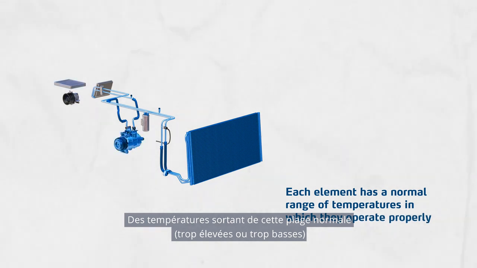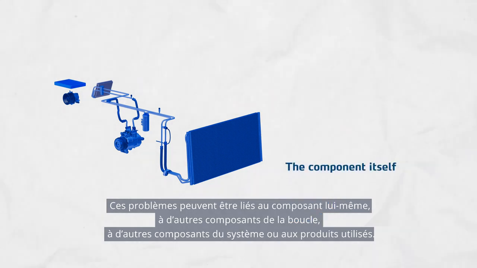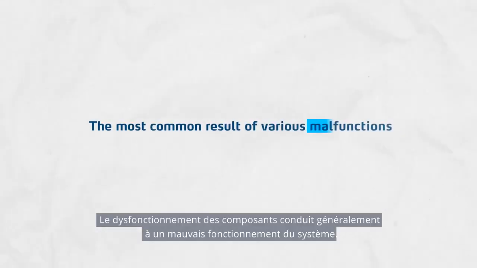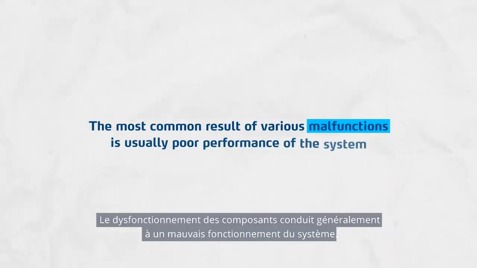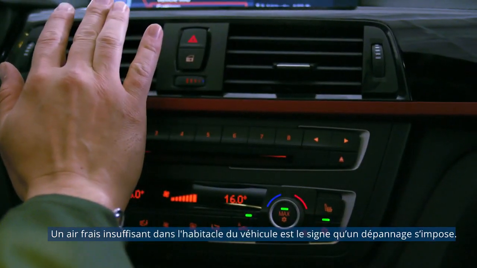Temperatures outside of the normal range, too high or too low, can indicate a number of potential issues. These issues relate to the components itself, other components in the loops, and other components in the system or the consumables applied. The most common result of various malfunctions is usually poor performance of the system. Not enough cool air in the vehicle's cabin is a sign to start troubleshooting.